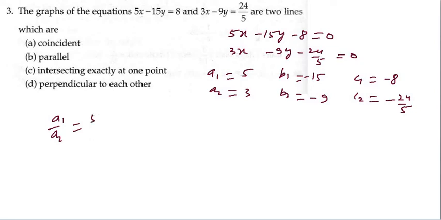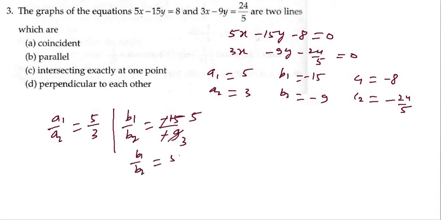Now we want to find a1 upon a2. a1 is 5 and a2 is 3, so it is 5 by 3. Now we want to find b1 upon b2. b1 is minus 15 and b2 is minus 9. So minus minus cancel out. 3 3 जा 9 and 3 5 जा 15. So b1 upon b2 is equal to 5 by 3.